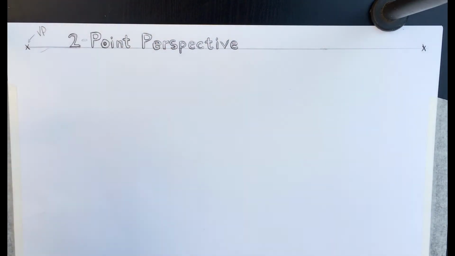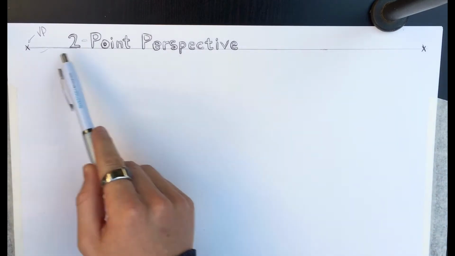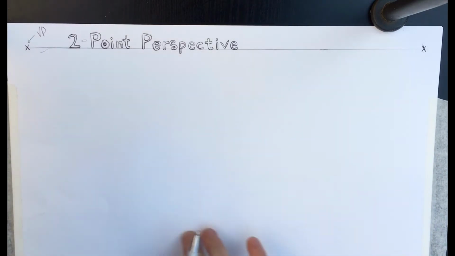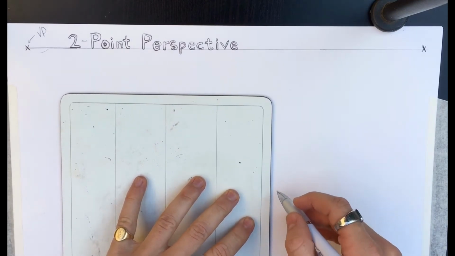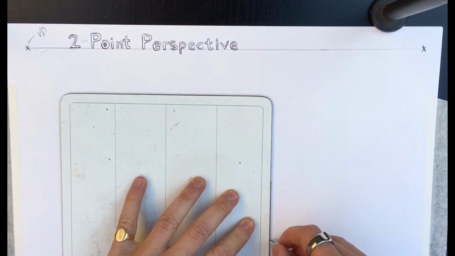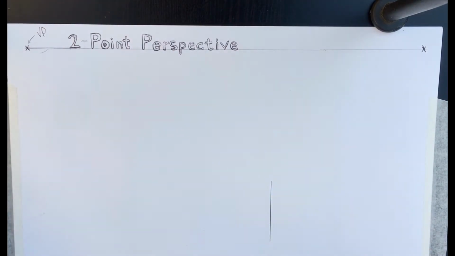We're just going to keep it simple today and draw some cuboids in 2-point perspective. So the first thing I would do is label my vanishing points along my horizon line, and then draw my object down here. I'm going to draw the first leading edge of that shape. Just a line that's vertical, like so. That's the front edge of our object.